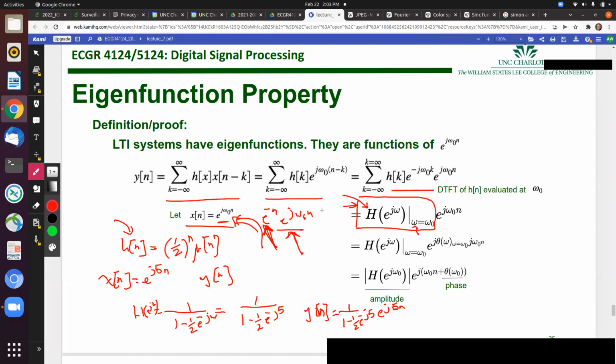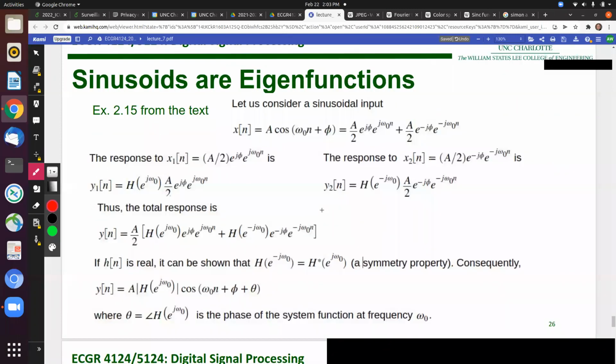No, I won't give you something like that. Certainly, it's not an eigenfunction problem, so I certainly wouldn't give it as an eigenfunction problem. All right. Okay, sinusoids are eigenfunctions.